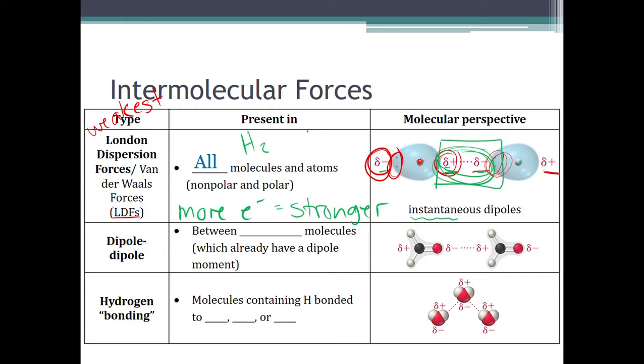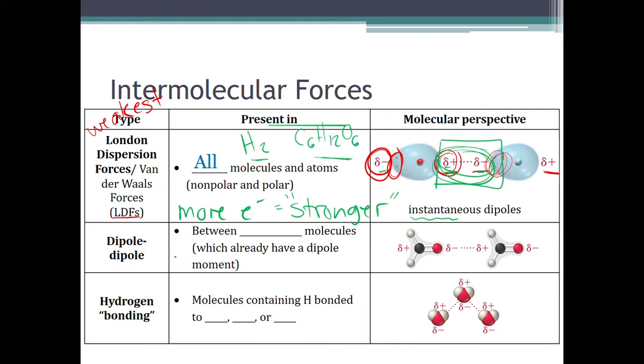If you had 2 glucose molecules, which are C6H12O6, there's a lot more electrons in this molecule. You've got 6 carbon atoms bringing their electrons and 12 hydrogen atoms bringing their electrons and 6 oxygen atoms bringing their electrons. There are a lot more electrons here to cause this instantaneous dipole. It's going to be much stronger. So the dispersion forces between H2 and glucose are not the same. The more electrons you have, the stronger the dispersion force. Generally, though, even a quote-unquote strong dispersion force is going to be weaker than the rest of these forces.